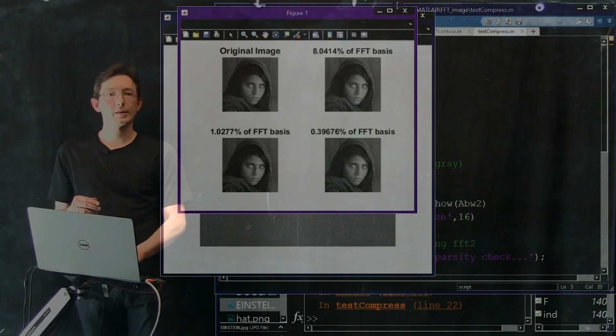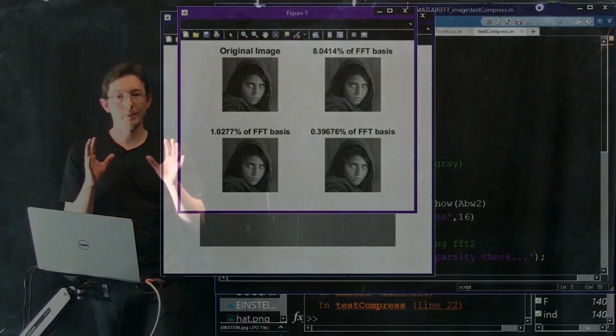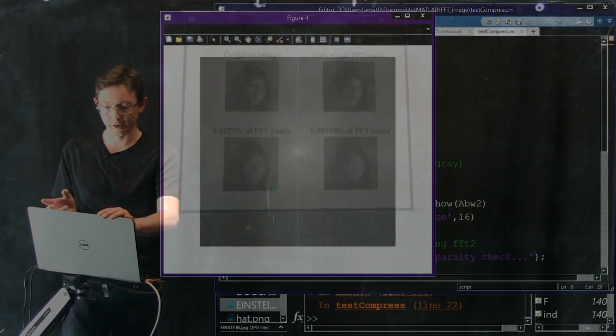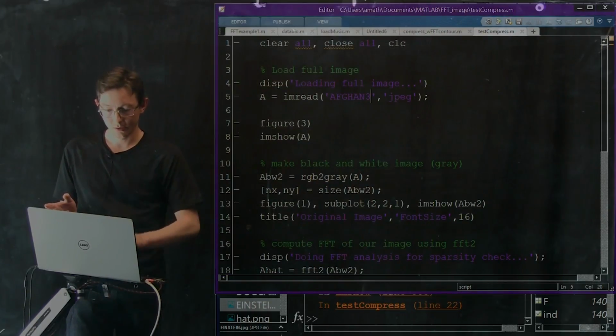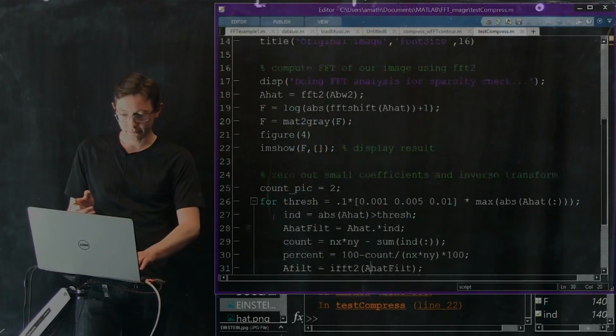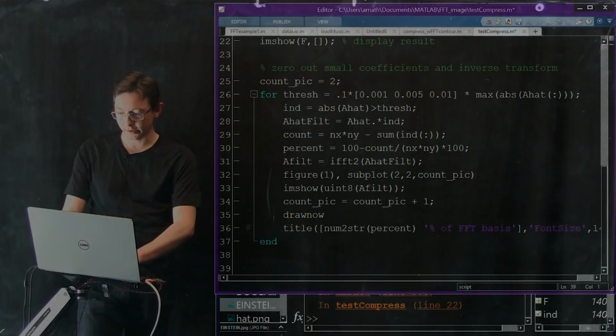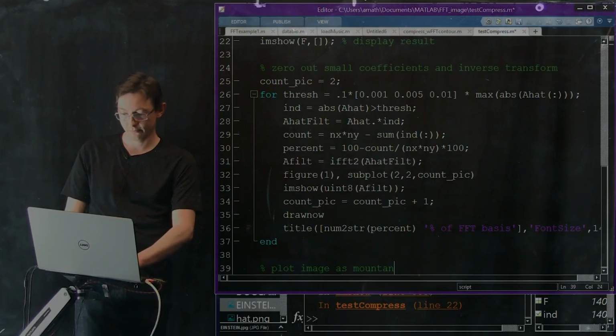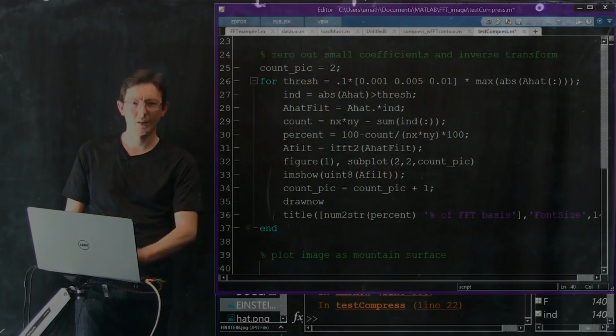So I want to start thinking about why it is that I'm able to compress this image. I already gave you some explanation, but I want to give you a different explanation. And the way I'm going to do that is I'm going to essentially plot the image as a mountainous surface. I'll show you what that means.